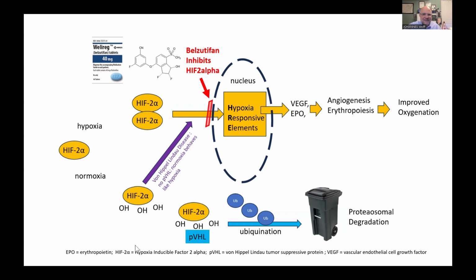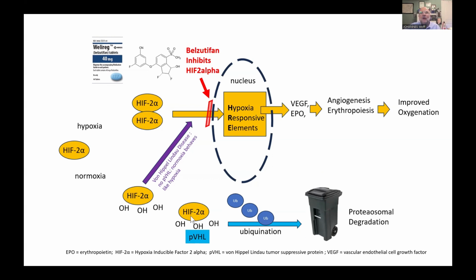Belzutifan and HIF2a. So HIF2a stands for hypoxia-inducible factor 2 alpha. Let's skip over how this comes about, where it comes from. It is a molecule inside the cell, and in case there is enough oxygen around, in normoxia, the cell gets rid of it. The way it does that is hydroxylation, and then it binds to VHL, pVHL, that is von Hippel-Lindau tumor suppressor protein. That results in ubiquitination, that is the labeling of a protein for proteasomal degradation, which is sort of the trash can for protein inside the cell.